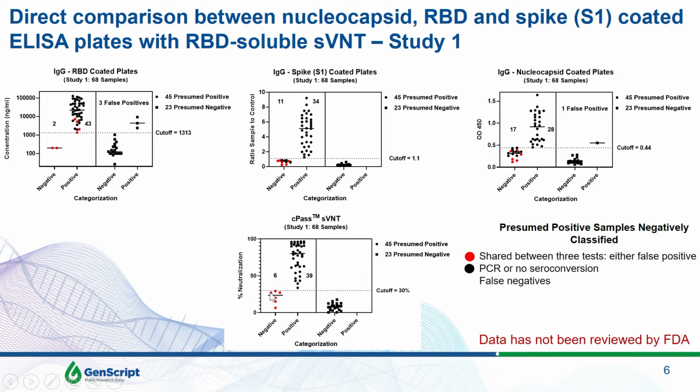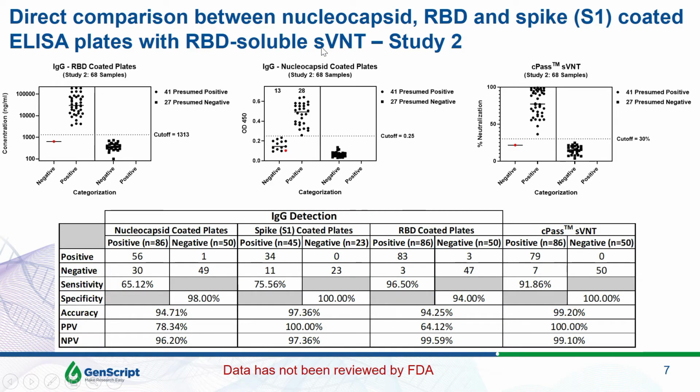The cPass test recorded 6 false negatives, but interestingly, the 6 false negative samples out of the 45 that were tested were in common with both the nucleocapsid plate and the spike S1 plate. So it's uncertain whether these samples were simply just true negative samples or maybe did not seroconvert.